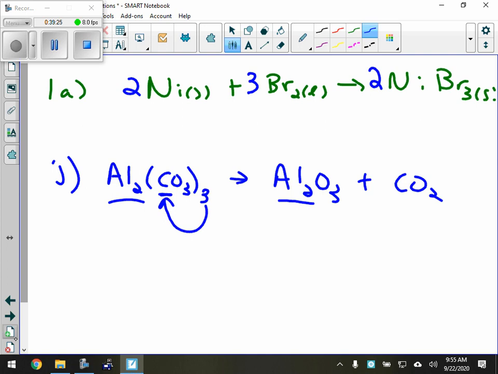So 3 carbons. So how many carbons do I have here? That's the only other place I have carbons. How many are there right now? 1. So how do I fix it? You put a 3 there, yeah? Like so, right?